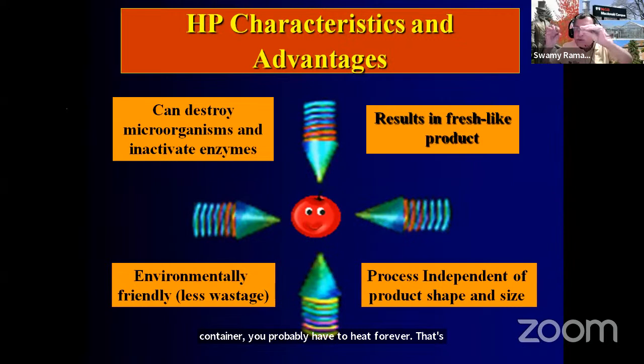In aseptic processing, we try to do all of them in small size so that the heating is very rapid. In here, high pressure processing, no problem. You can put small, big, everything at the same time, and the result is the same. It's a wonderful thing again to have, in terms of process. And finally, it's environmentally very friendly.